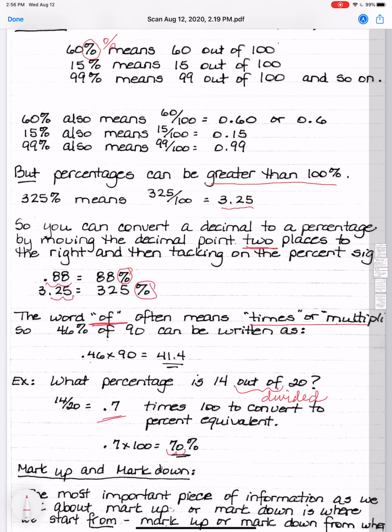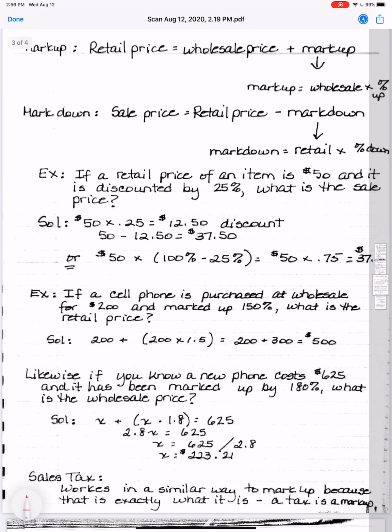We're also going to talk about markup and markdown using our percents that we just discussed. And the most important thing that we need to know about a markup or a markdown is where we start from. Mark up or mark down from where is very important. So markup is the retail price is going to equal the wholesale price plus your markup. Well, markup is going to equal your wholesale price times some percent of markup.